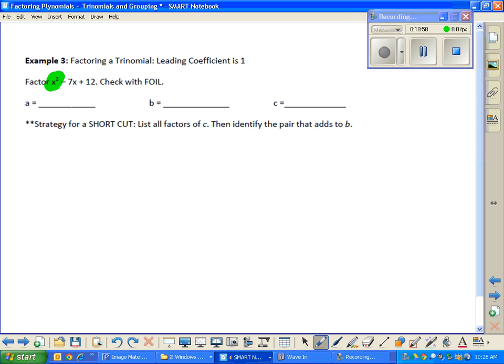So here's how this is going to look. First, it should be noted that it's not that there's no number in front of the x squared. There's a 1 in front of the x squared, right? So A in this problem is 1. That is the case we're talking about right now, where your leading coefficient is 1. B in this problem is negative 7. C in this case is 12.